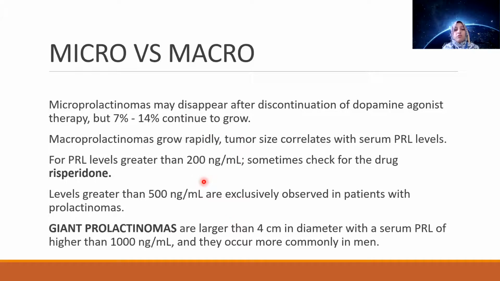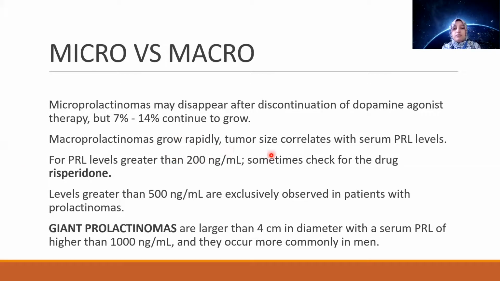So a little bit about micro versus macroadenoma. What are their clinical and characteristic differences? Microprolactinomas may disappear after discontinuation of dopamine agonist therapy, but in 7 to 14% of cases they may continue to grow. So don't think that if you treat or cure a case of microprolactinoma with dopamine agonist therapy, the patient is cured for life and you don't have to follow the patient. There is a risk of recurrence.